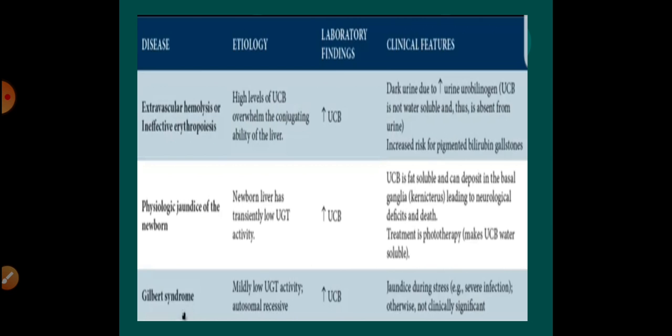In Gilbert syndrome there is a mild decrease in the activity of uridine glucuronide transferase. It is an autosomal recessive disorder. In this condition also there is increased concentration of unconjugated bilirubin. Jaundice is not normally present, but whenever there are stressful conditions like severe infection, the patient will have jaundice. This condition is clinically not significant.